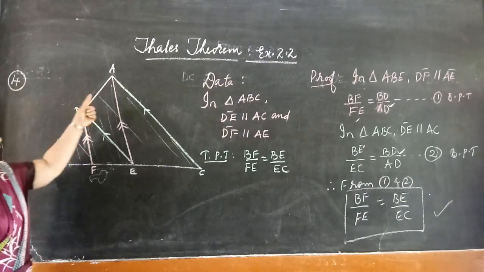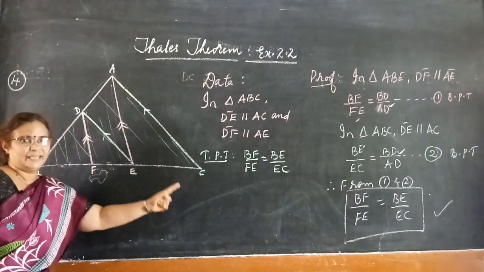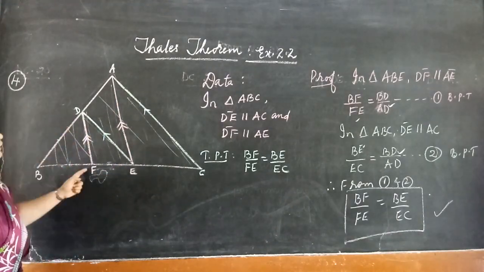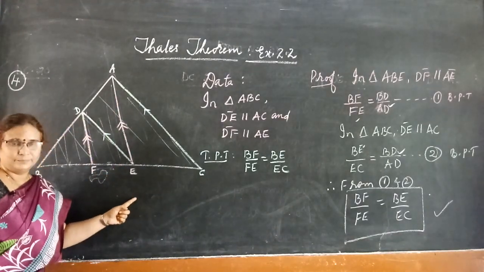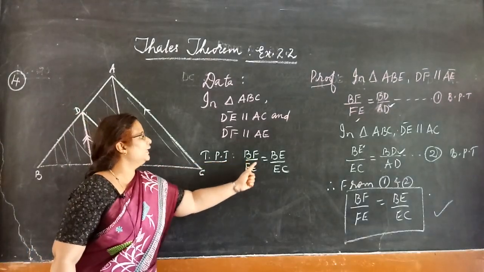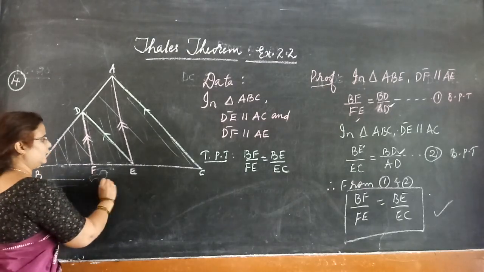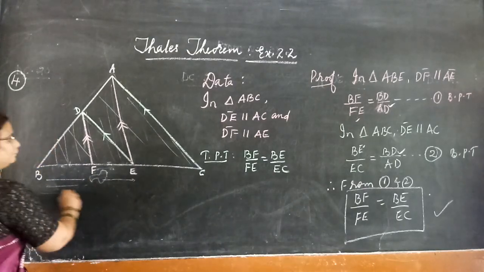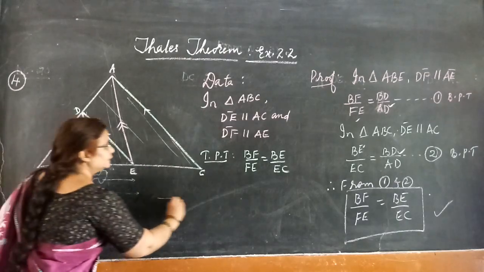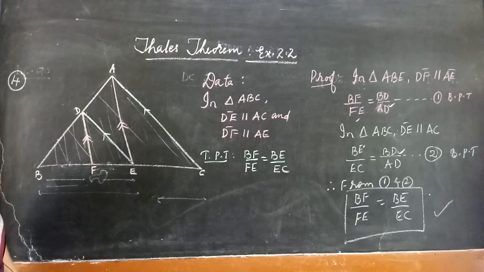In the figure ABC, DE is parallel to AC and DF is parallel to AE. Then we have to prove that these two ratios are equal: BF by FE is equal to BE by EC. These ratios are equal. That's what we have to prove.